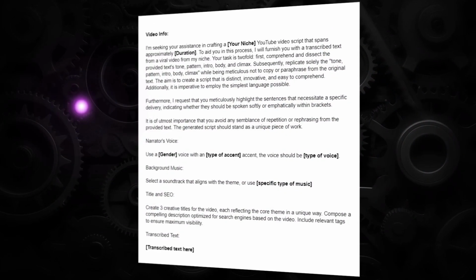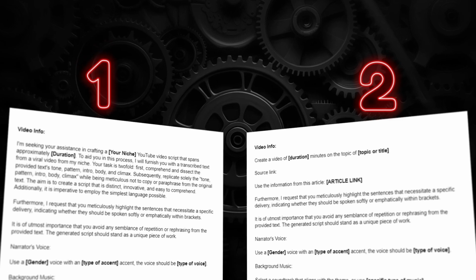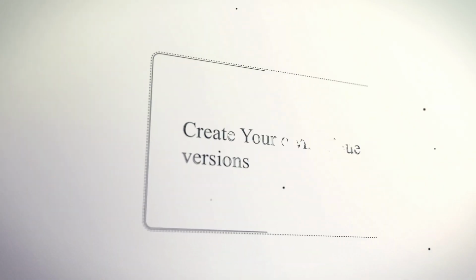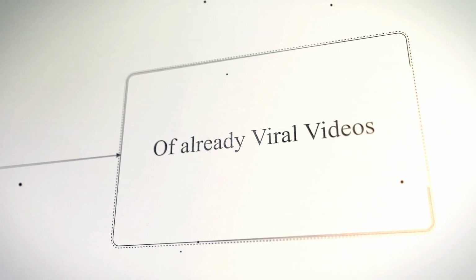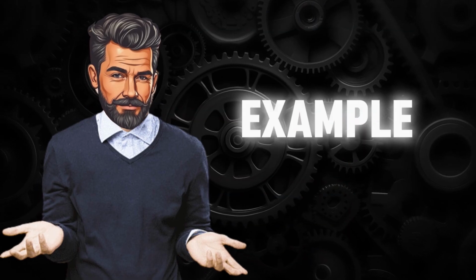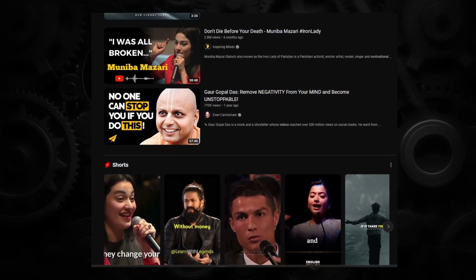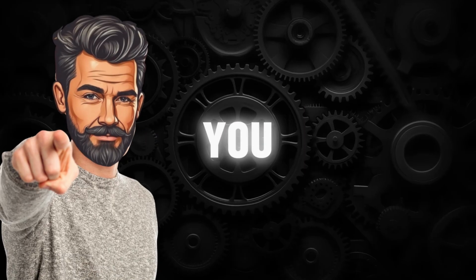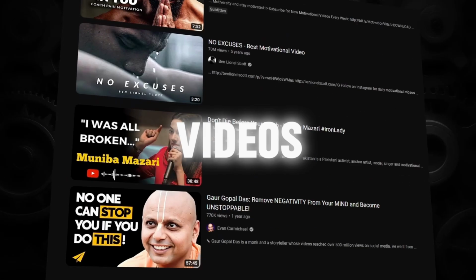Here's a detailed prompt that I've created. I have two versions of this prompt, so let's start with the first one. With this initial prompt, you can create your unique version of already viral videos on YouTube. For example, if you want to make a motivational video similar to the popular ones, but with your own unique twist, I've got you covered. You can use this approach for various types of videos.